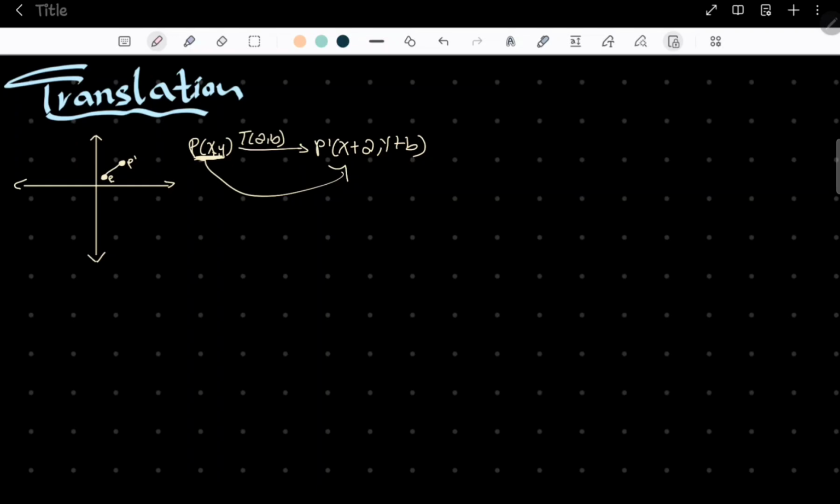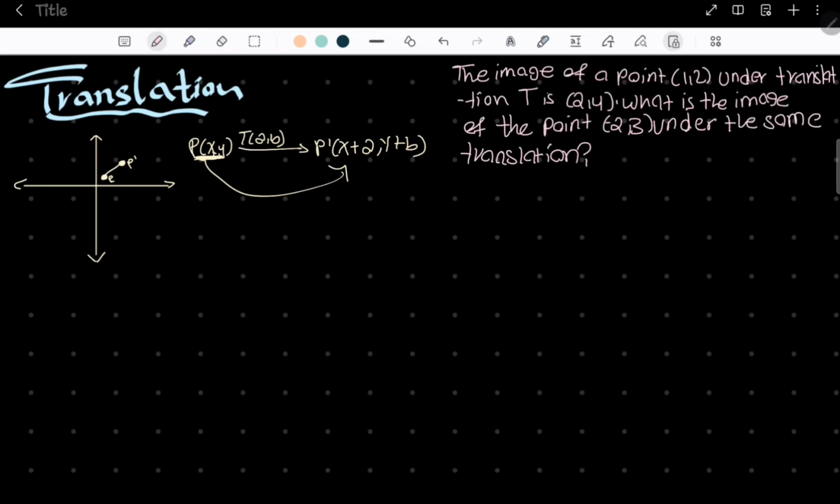Now let's do this one tricky question that most exams have. So guys, what the question basically says is the image of a point (1, 2) under translation T is (2, 4). What is the image of the point (-2, 3) under the same translation? So here we're asked to find one thing, but in order to find it, we need to find the translation T and then find the image of this point through that translation.